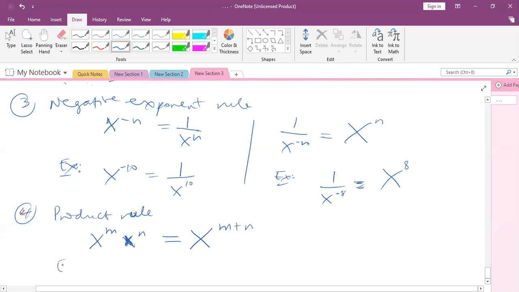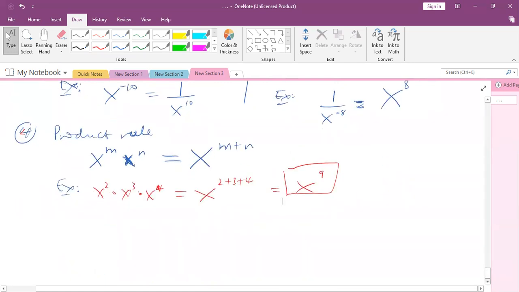For example, let's say I have x squared times x cubed, and let me add one more, maybe times x to the power 4. Since the bases are the same, we can keep the common base and then add the exponents. So it's 2 plus 3 plus 4, and that gives us x to the power 5, and that is 9. Okay. This is known as the product rule for exponents.